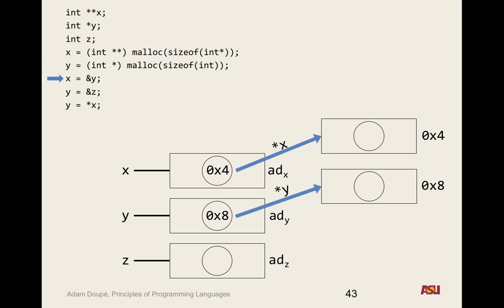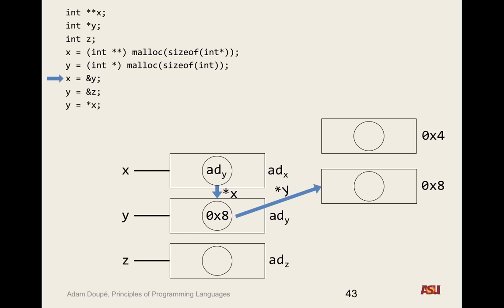So here, what's the value that address of y is going to return? ADY. So we're going to copy ADY and put it into the value of the location associated with x. We're going to get rid of this and put ADY in there. So where is star x pointing now? Does it still point to the malloc memory? No. It points to the location associated with y. It doesn't point to y, y is just a name.